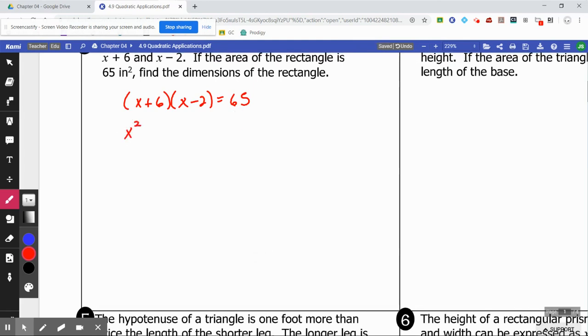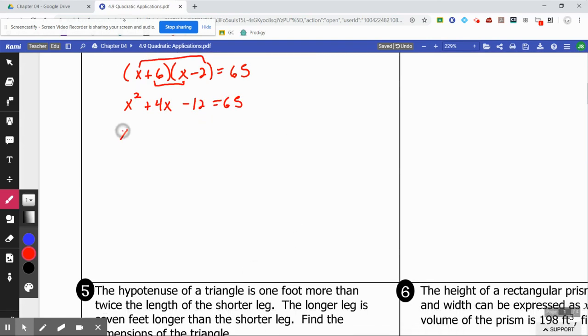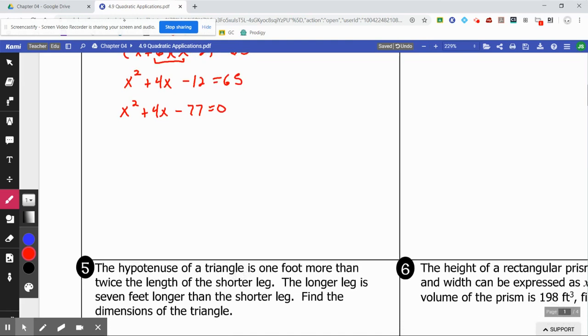I'm going to go ahead x squared, and I'm going to combine my middle terms as I distribute. Negative 2x plus 6x would be a positive 4x. 6 times negative 2 would be negative 12 equals 65. Move that 65 over, you have x squared plus 4x minus 77 is equal to 0, and this is very factorable.